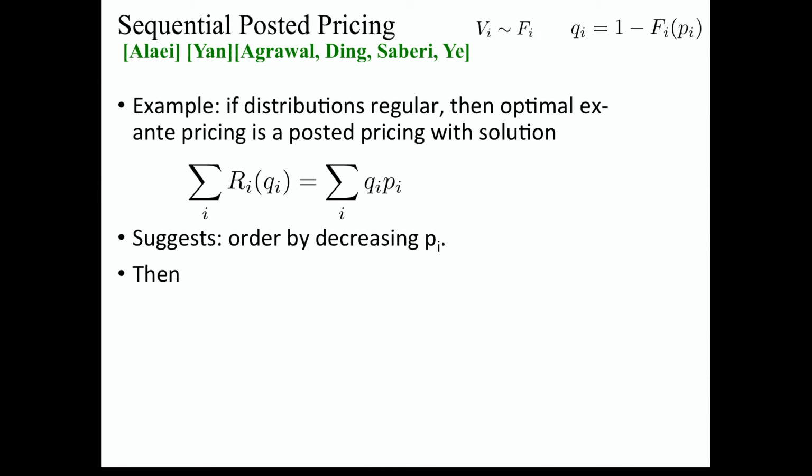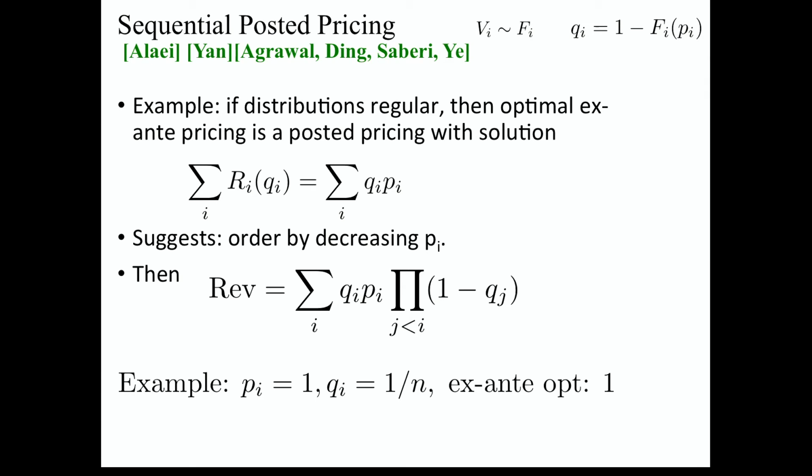So since I need to be feasible, but I can choose the order in which I approach each of the agents, perhaps the natural thing to do is order my attempts to serve by decreasing price. So first try the agent for which my price is highest, then try the agent for which my price is second highest, and so on. And if I do that, then my revenue will be just the sum over the agents of the probability that agent's willing to accept this price times the probability that no earlier agent accepted their price.